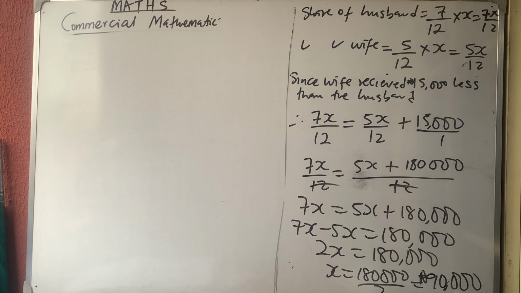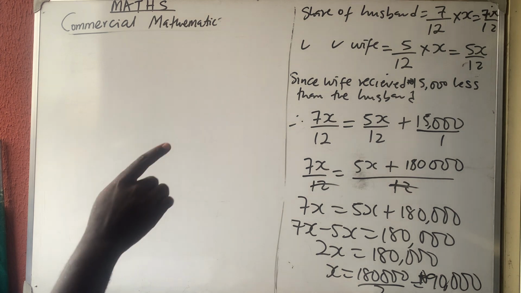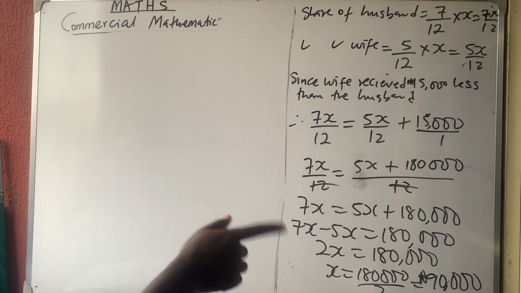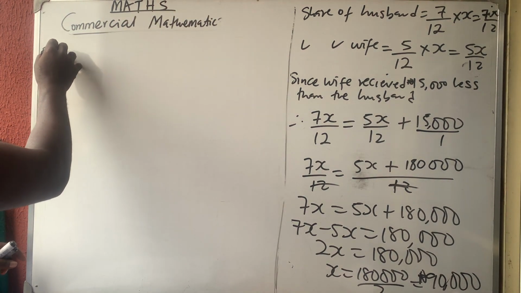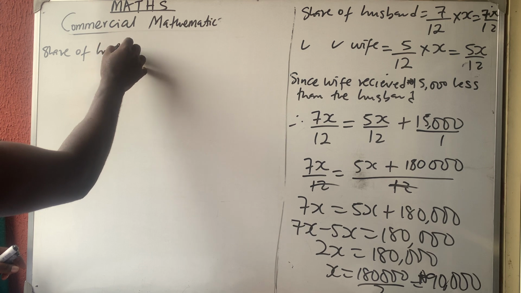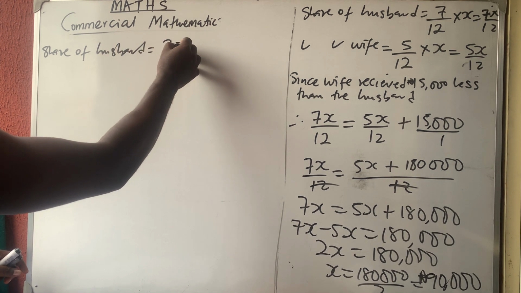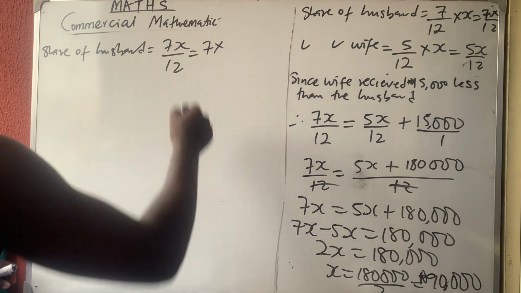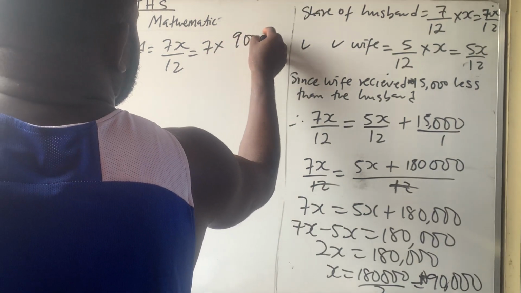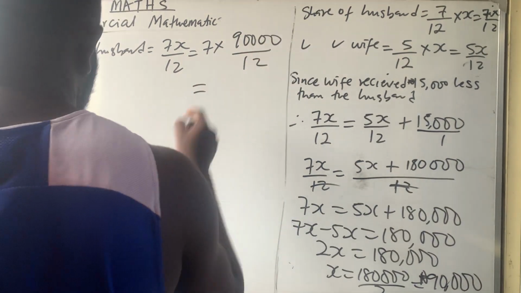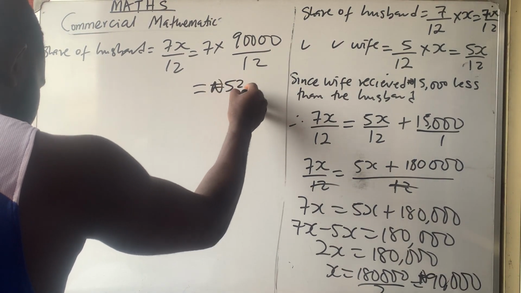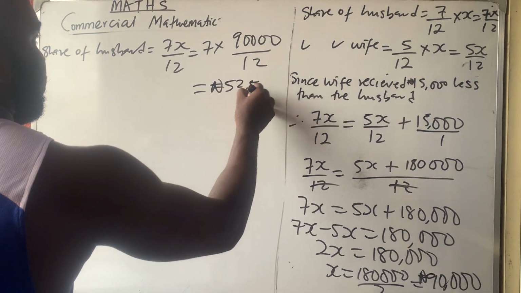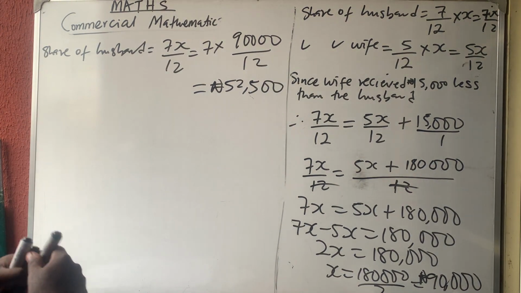So the next question. Okay, sorry. This is the total amount, not the amount the husband got. So the share of the husband is simply 7x over 12. We have gotten x to be 90,000, divided by 12, times 7, which will give you that the share of the husband is 52,500. Right? So you see that it's very, very simple.